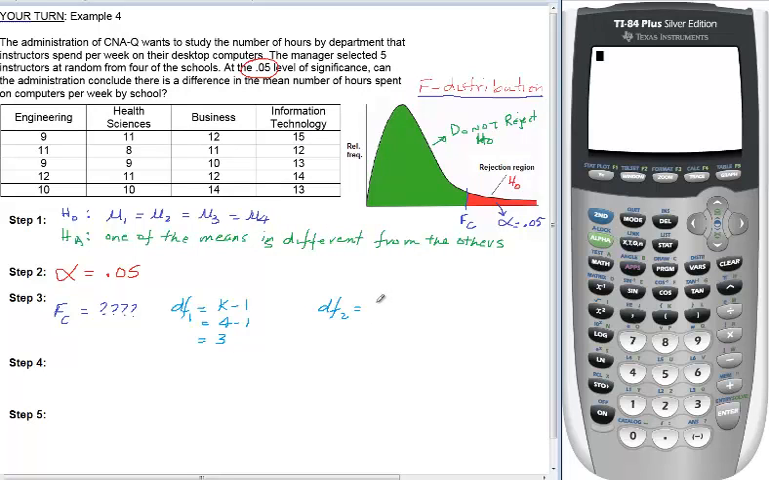And the other one, of course, is n minus k, where n is the total number of observations. Okay, and in this case 5 instructors times 4 schools, that's 20 total in our sample, minus the number of categories, which is 4, so our degrees of freedom is 16. Of course, then we need to look up the value from an F statistic chart. Okay, and those charts can be found in the back of your books or in most statistical websites.